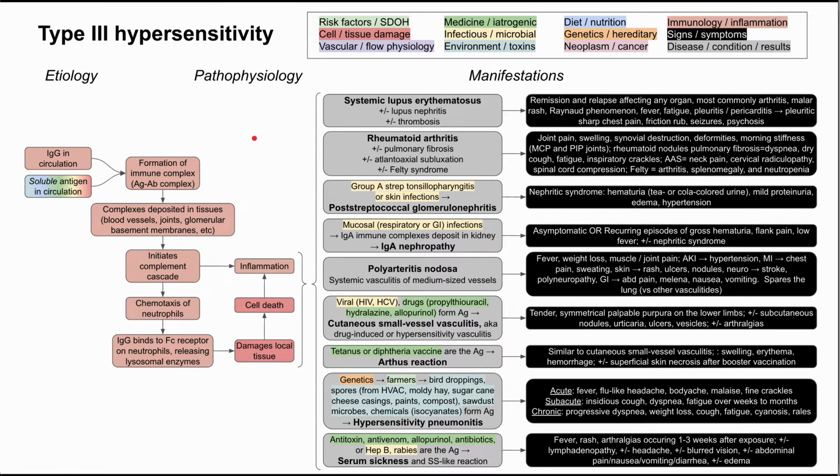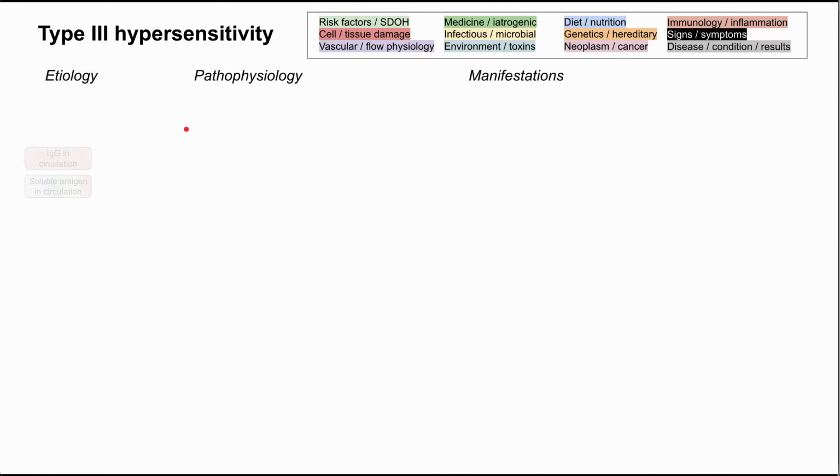This is a mechanism of disease map for type 3 hypersensitivity. I'll be talking about the etiology, the pathophysiology, and the manifestations of type 3 hypersensitivity reactions, and that means I'll be talking about many examples of diseases that follow this pathophysiology. As in all of these flowcharts, each of these boxes is color-coded according to the core concepts listed in this legend up here. And I'll be clearing each of these boxes and going through them, talking about them one by one. Let's get started with etiology.